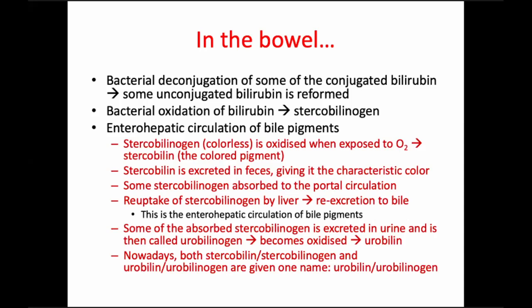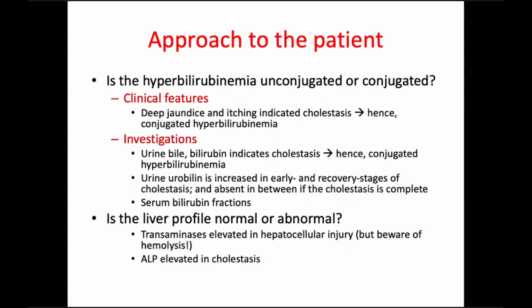And nowadays, of course, both stercobilin and stercobilinogen and urobilin and urobilinogen are given the same name. They are both called urobilin or urobilinogen. But it is all right to use the word stercobilin or stercobilinogen also if you like. Right. So this is the story of how bilirubin is got rid of from the body.